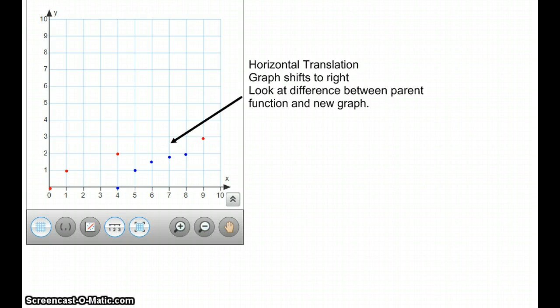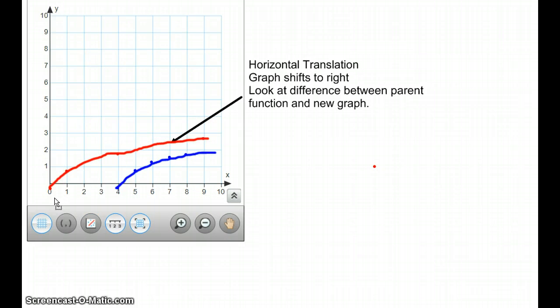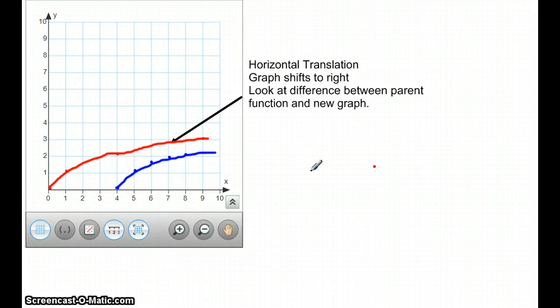This is the horizontal translation in blue. Okay, so it's shifting. It's starting here at 4 rather than starting at the origin. Remember, the parent function always starts at the origin. So again, the parent function is in red. Okay, this horizontal translation is in blue. What the translation means is it is moving over by 4. Okay, so it's shifting over by 4, because the 4 was what was underneath the radical sign.